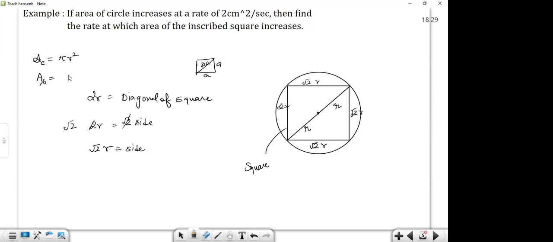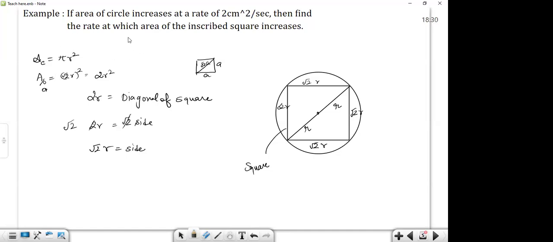If we have side is square root of 2r, then the area is square root of 2r squared, which is 2r squared. Okay, so we have the area of the circle and the area of the square in terms of r, which is the radius of the circle. Now we have to find the rate at which the area of the inscribed circle will change.